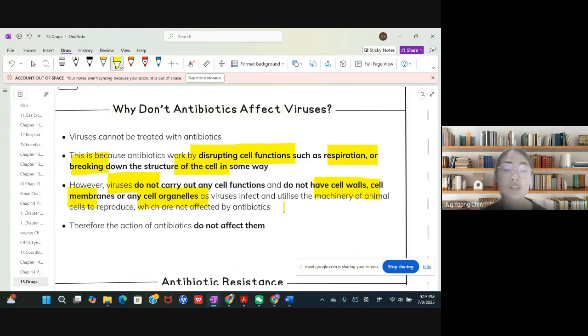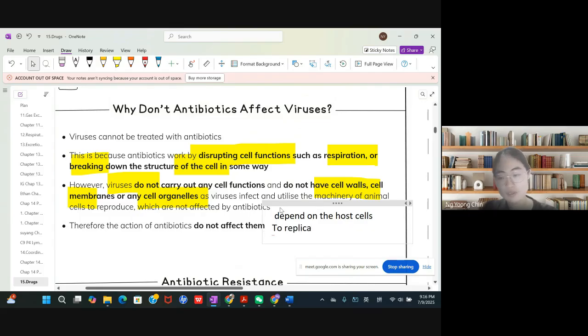So how is a virus able to reproduce? They depend on the host. They utilize the machinery of the animal cell to reproduce, so they depend on the host to replicate. A virus can attack the host cell, and then hijack the DNA of the host cell, and make their own viral DNA copies. So this is their way.